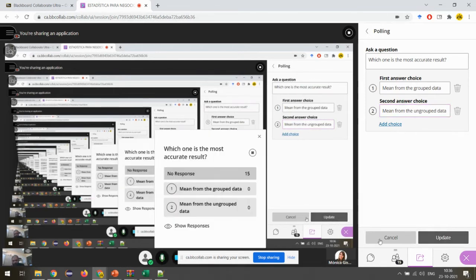The question asks, let me stop sharing this. The question says, which result is more accurate? The mean from the grouped data or the mean from the ungrouped data? Which result is more accurate?